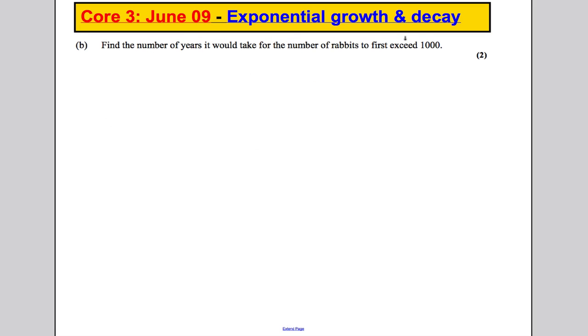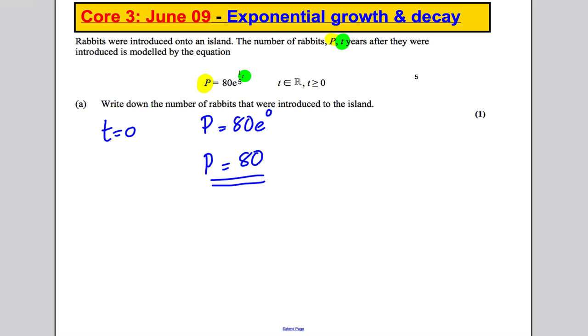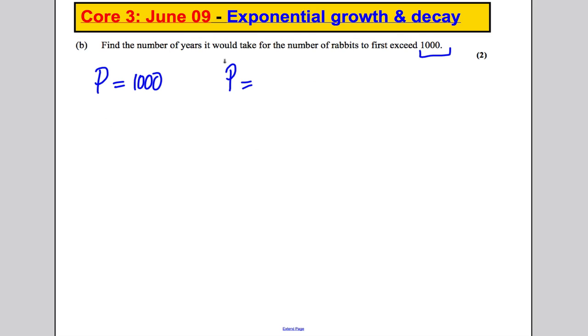Part B, find the number of years it would take for the rabbit population to go past 1,000. So we want to work out when P is equal to 1,000. And we know that P is given by the formula P is 80 e to the 5th t. Okay, so we're substituting in 1,000 for P, so 1,000 equals 80 e to the 5th t. Divide both sides by 80, you get 12.5 is e to the 5th t.